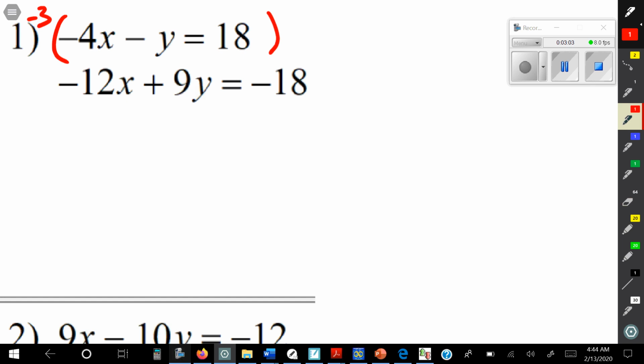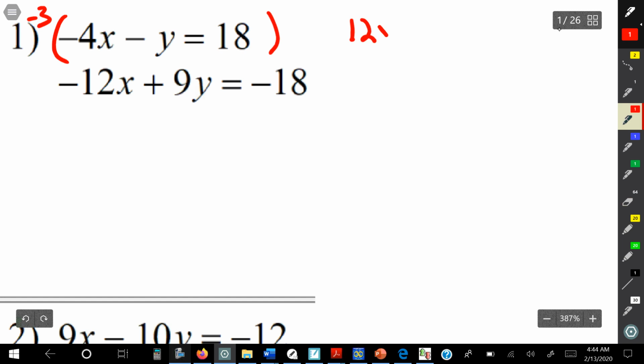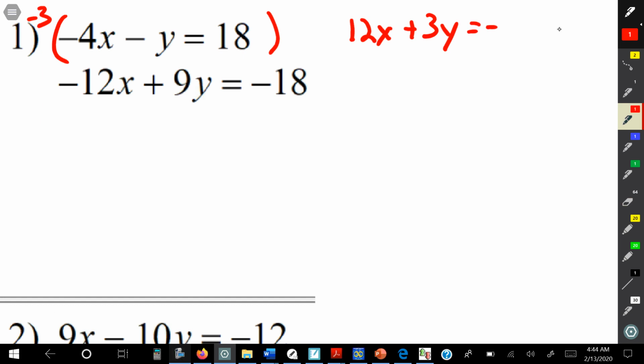All right, so let's do that. I'm going to multiply and bring the whole thing over here. Negative times a negative is a positive. 3 times 4 is 12, so I have 12x. And then negative times a negative is a positive, 3 times 1 is 3, so I get 3y. And then negative times a positive is a negative, and 3 times 18 is 54. Now here I'm just going to rewrite this equation here.